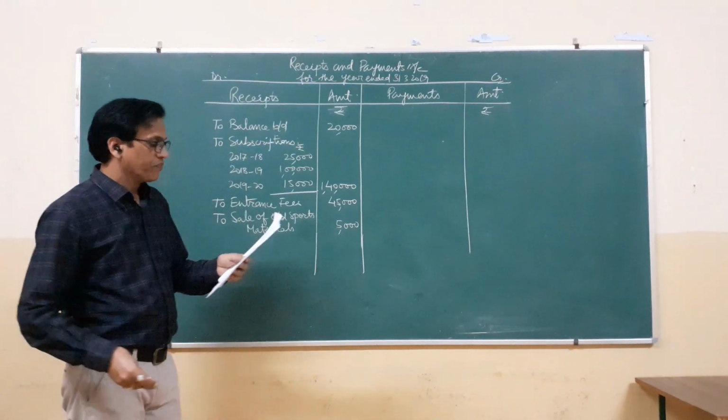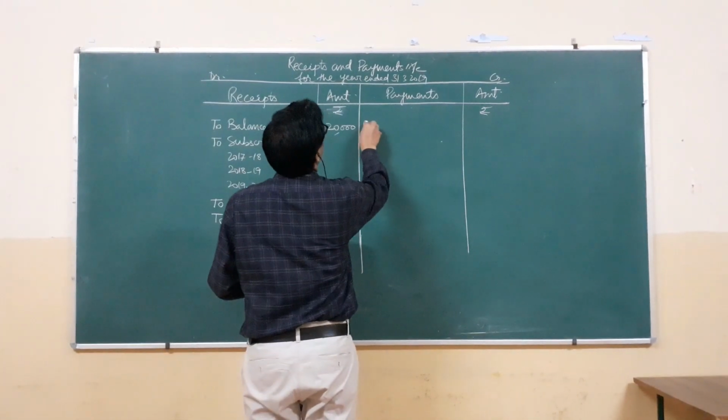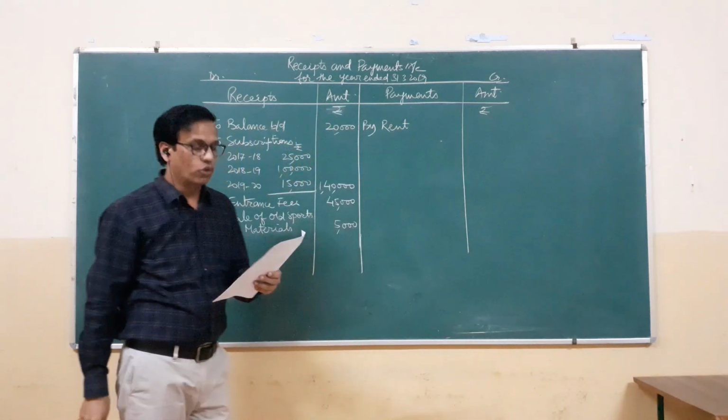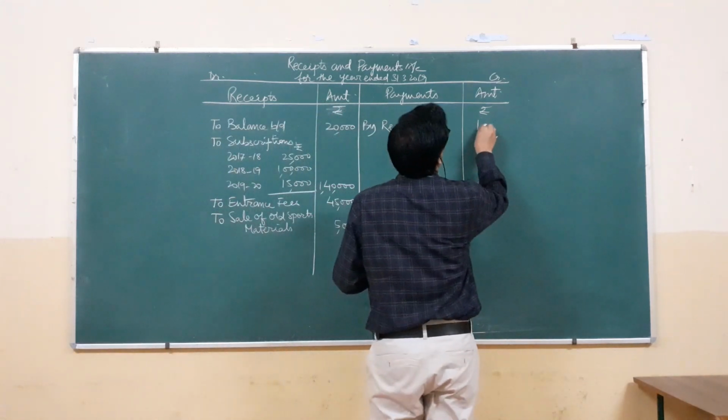Then next item is rent paid. Rent paid is a payment item. So we write here by rent. On the payment side we go and write by rent. 19,000.